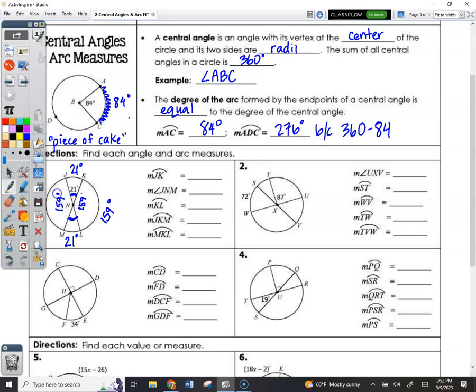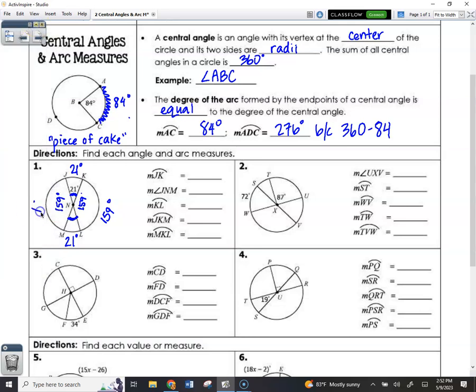And it's vertical to this one over here, which would measure 159. And then the arc behind it would measure 159. And now, what you've just done is you've just filled in the entire picture with everything. So now you just look at the question and you answer it based on the picture.